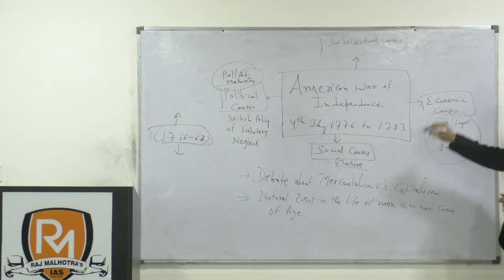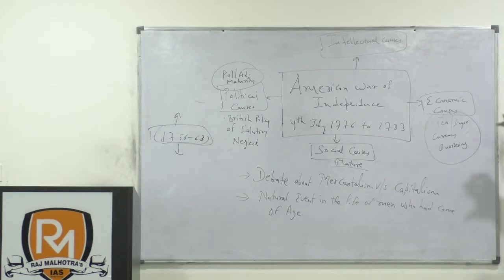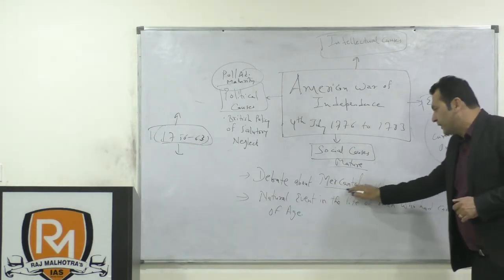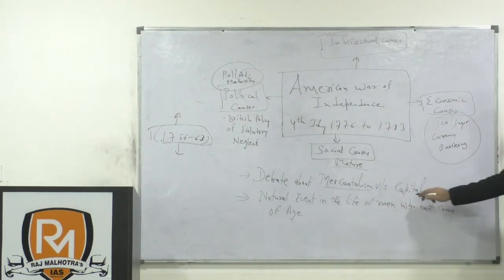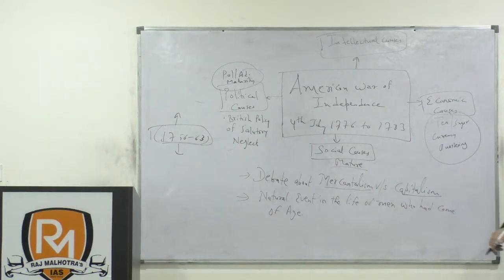These were the important acts that were passed, and because of these acts, now the Americans were feeling as if there is a conflict between British mercantilism, that is, the balance of trade must always favor the British, whereas American capitalism, because the Americans are self-made people who had not sought any help from the mother country, right? So they were the economic causes.